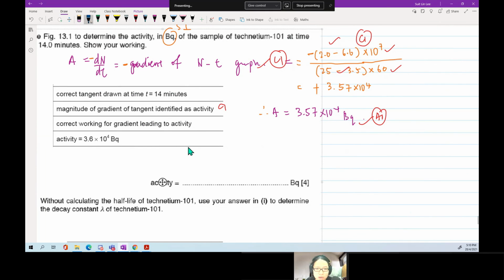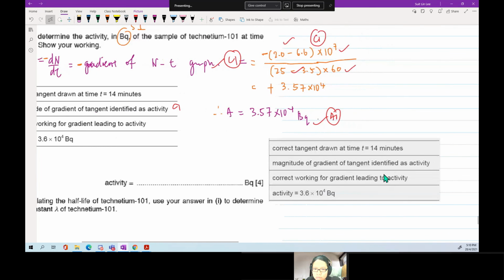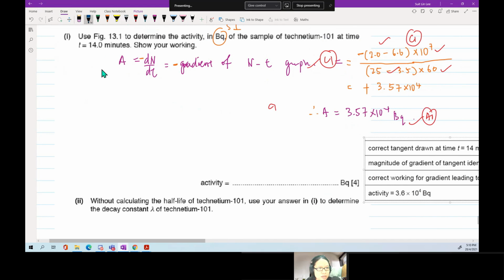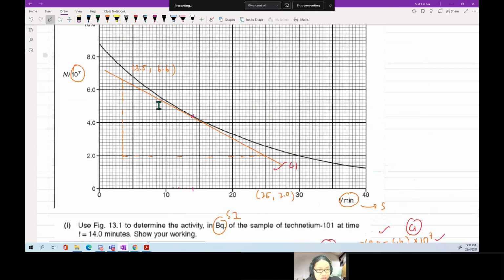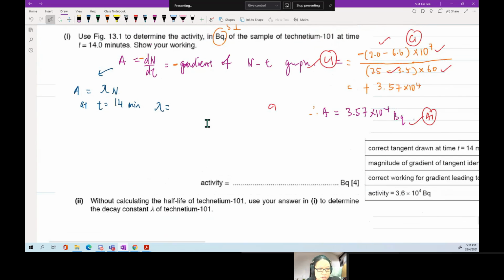Okay, so we are still going to start with A is equal to dN/dt. I'm going to park the mark scheme here, so that I can use this empty space. A is equal to dN/dt. But from here, I can say A is also equal to lambda N. So at t is equal to 14 minutes, I can find lambda. We cannot use this for gravitational potential if you're thinking about it, because there's no such relationship for gravitational potential, okay? So here, we can read off this reading. It looks like 4.2, 4.4 times 10 to the power of 7.